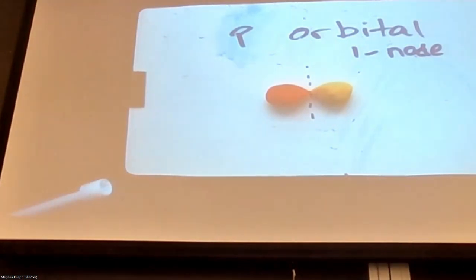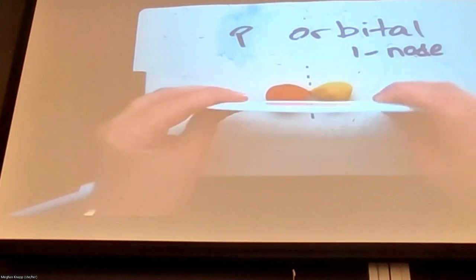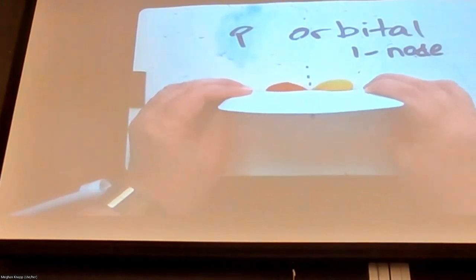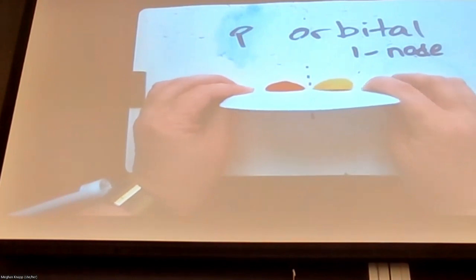Then we're going to take this guy again, and we are going to cut your orbital in half, this time horizontally. And now we created another node.